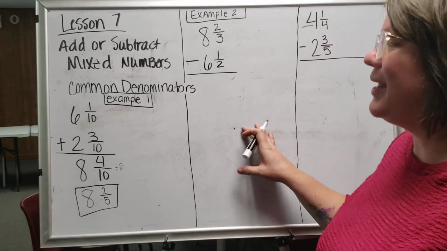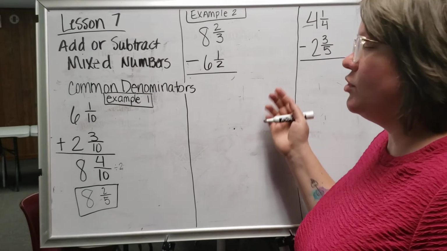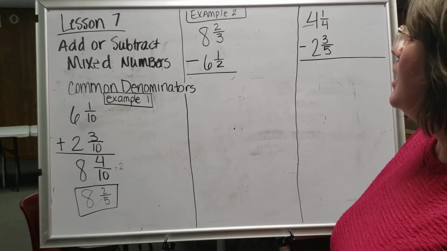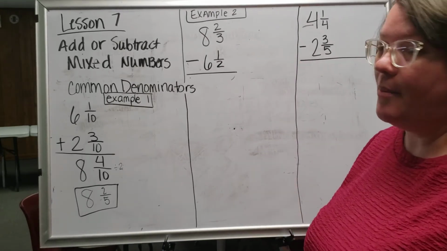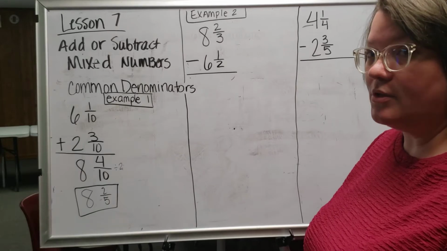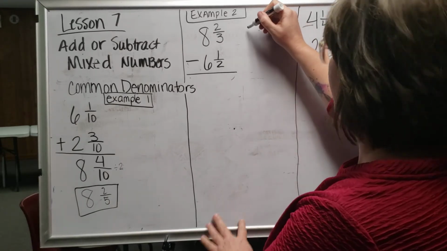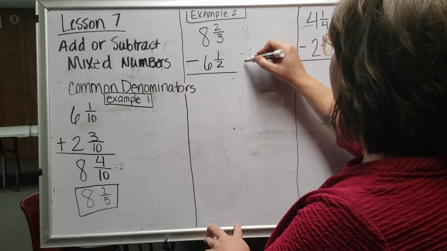Okay, looking at example 2, and these are on your worksheet, the reteach number 7. So I'm just kind of walking through these examples for you. Okay, so we notice at the very beginning that we have two different denominators. So we want to rewrite those fractions. Again, our whole numbers stay the same. So we keep 8 and we keep 6.